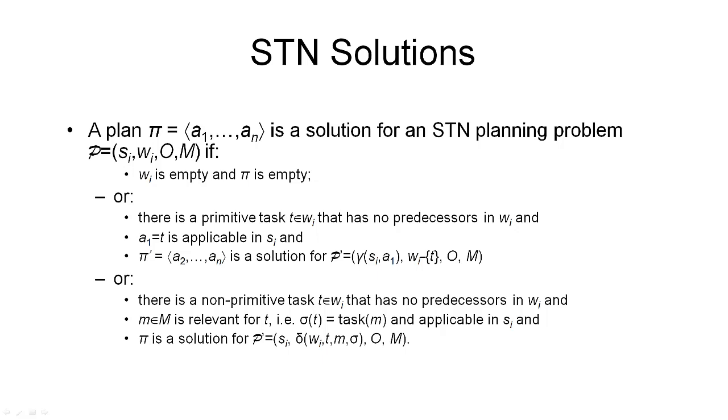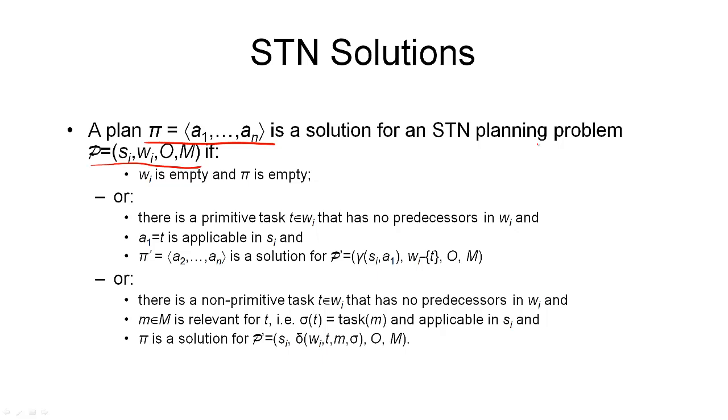We need to define for a given planning problem consisting of initial state, initial task network, operators, and methods, when does a task pi consisting of actions A1 through AN constitute a solution for this STN planning problem? And this is the case if one of the following three conditions hold.